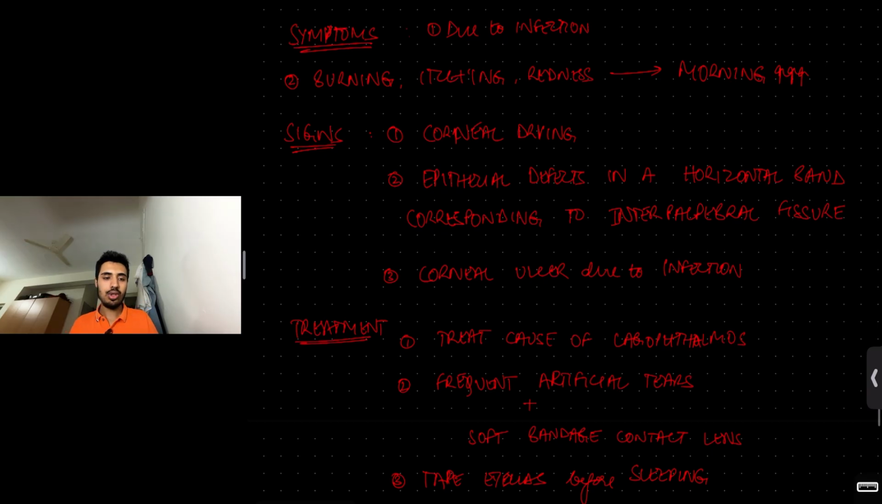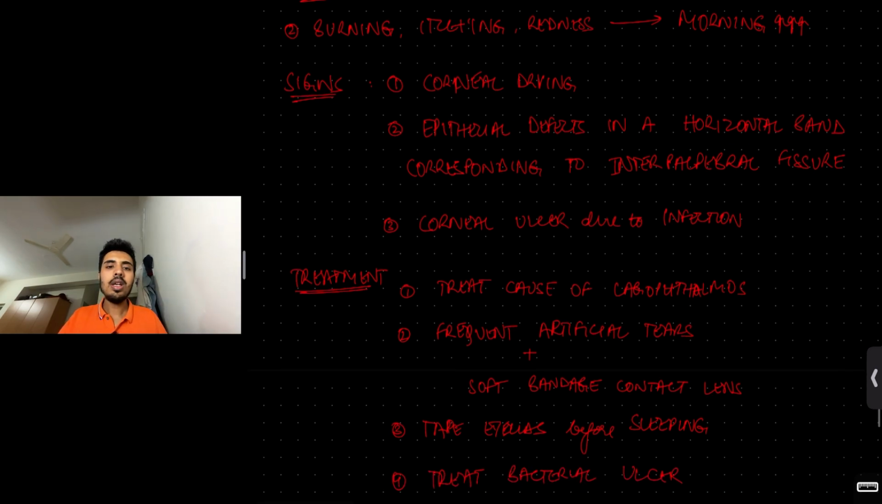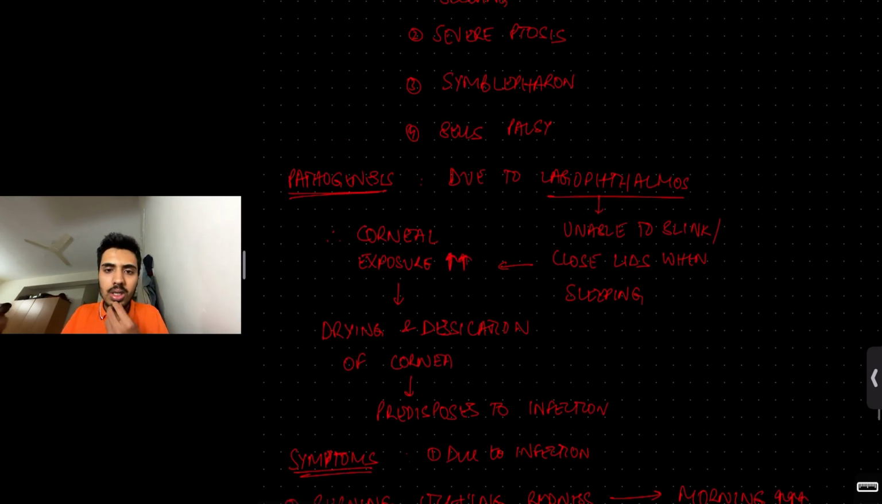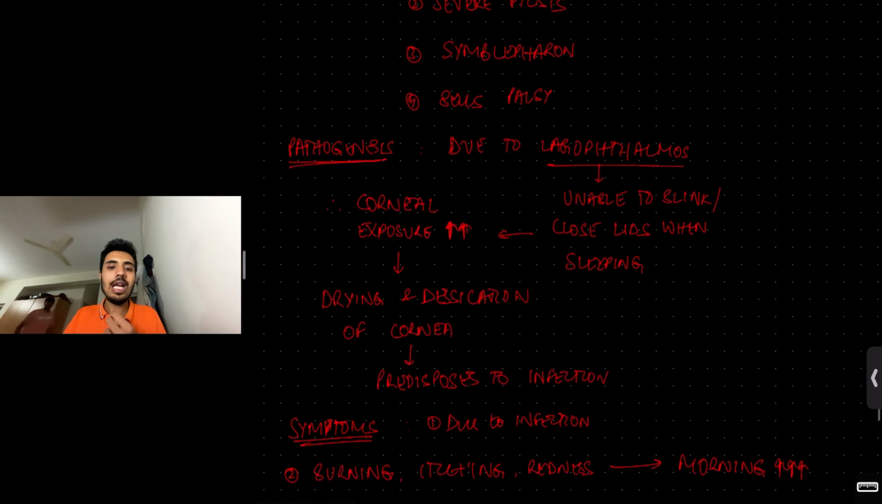So, what is exposure keratitis? Also known as lagophthalmos keratitis. Etiology could be anything causing lagophthalmos: Bell's palsy, severe ptosis, then this thing, what? Oh my god, even I forgot. Bell's palsy, severe ptosis, symblepharon, and then this and another one. What was it? Physiological lagophthalmos.